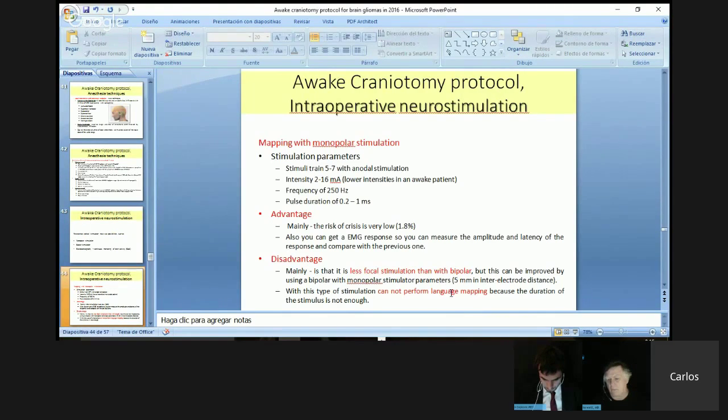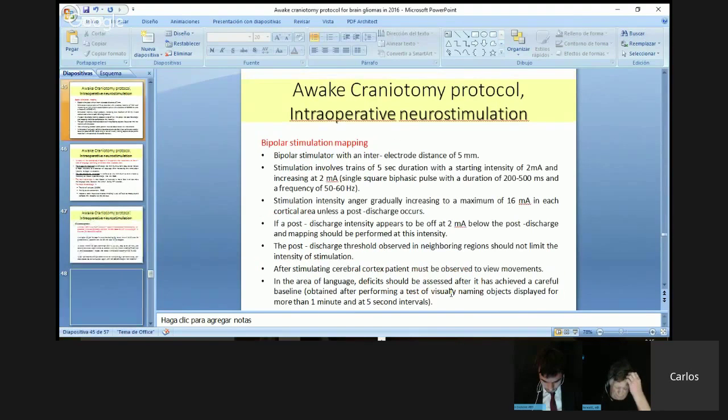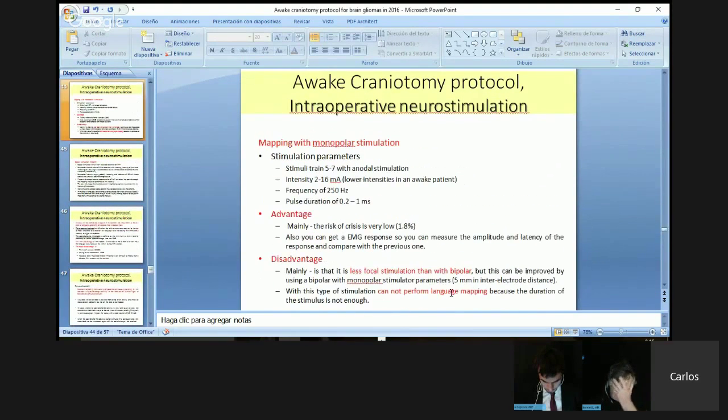and compare it with the previous one. The disadvantage of this type of stimulation is that it is less focal than bipolar stimulation. And with this type of stimulation, you cannot perform language mapping because the duration of the stimulus is not enough.